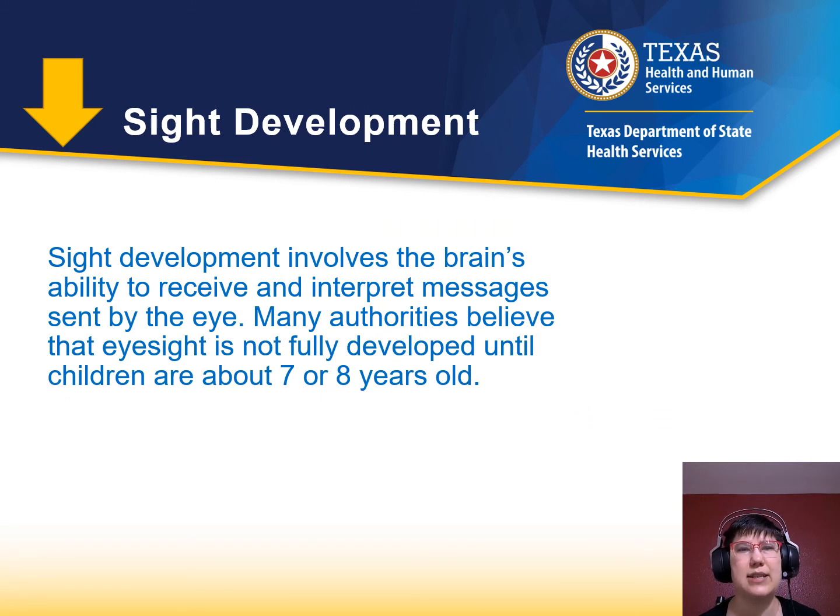So, sight and development. Well, sight development involves the brain's ability to receive and interpret the messages sent by the eye. And many authorities in the field don't really believe that eyesight's fully developed until they're 7 or 8 years old. So that's why there's different requirements. Much like hearing, you're not screening at absolutely normal. You're kind of in that gray between area.